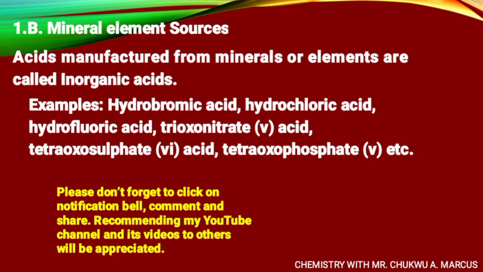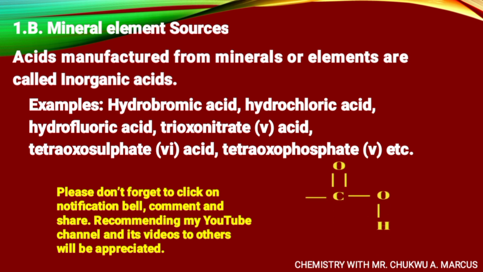And examples of them include hydrobromic acid, hydrochloric acid. This hydrochloric acid can be manufactured by plants or animals, but majorly, let's put it this way, hydrochloric acid is manufactured by animals, human beings, in the gastric juice. Yet it is not classified as organic acid because it does not have a direct carbon-oxygen, carbon-hydrogen, or carbon bond, as I showed earlier. So because of that, it is not called an organic acid. So we go with hydrofluoric acid, trioxonitrate(V) acid, and so on.